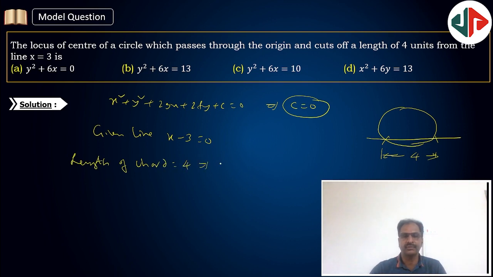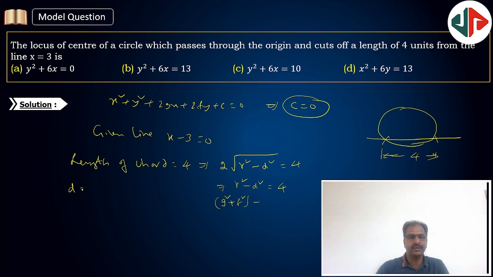What is the formula for length of the chord? 2 into root of r square minus d square is equal to 4. From this, r square minus d square is equal to 4. What is center of the circle? What is r? r square is g square plus f square minus c. c is already 0, so g square plus f square.